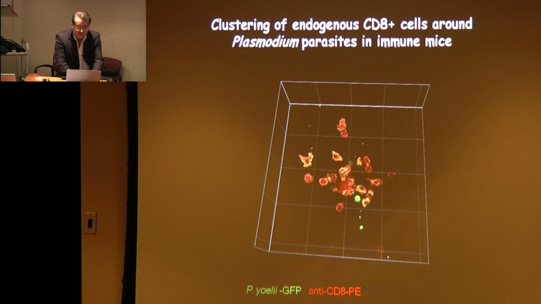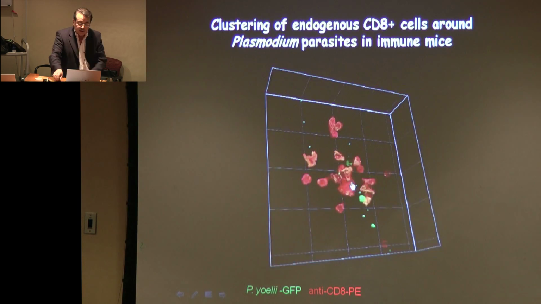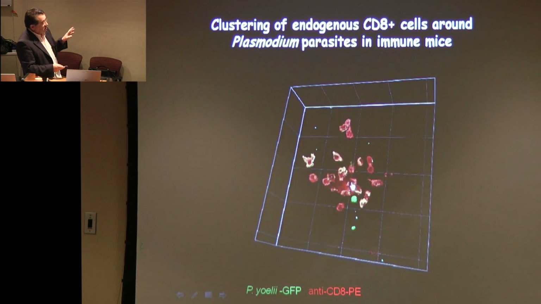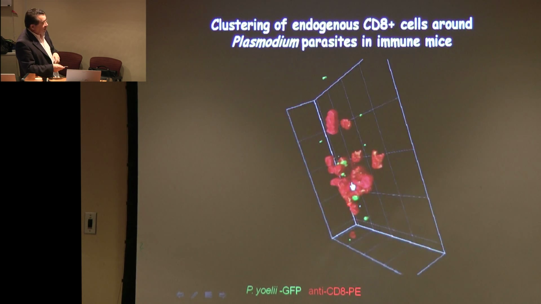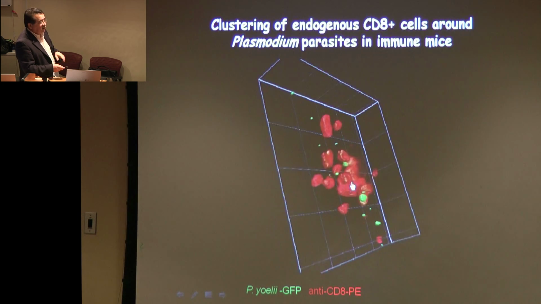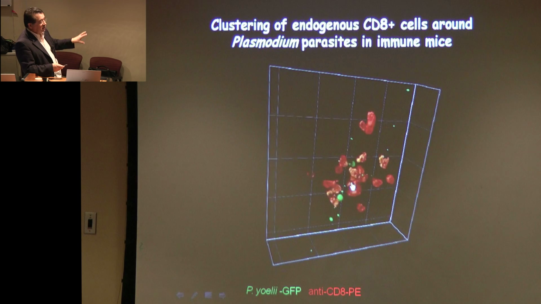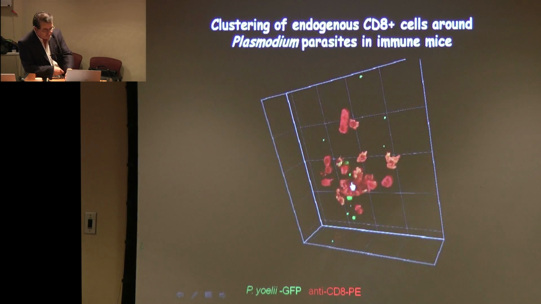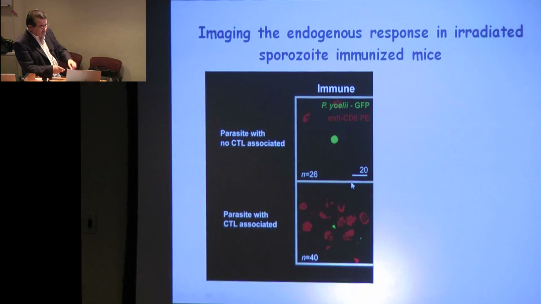What we see here is just with the response, which is the endogenous. The first finding was that a few hours after injection of the parasite, this is the parasite, the green thing, and the red things are CD8 cells, the CD8 cells appear to congregate and they just sort of rush to the site where the parasite is. You see there.